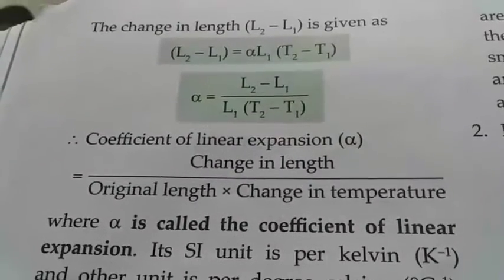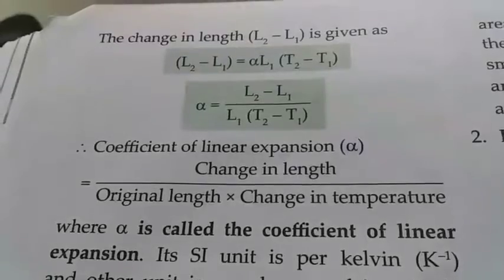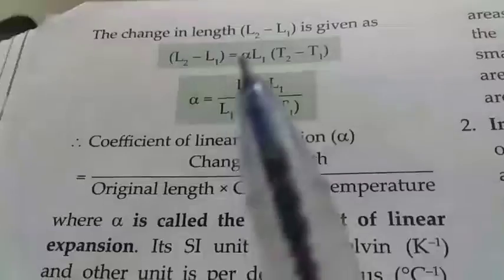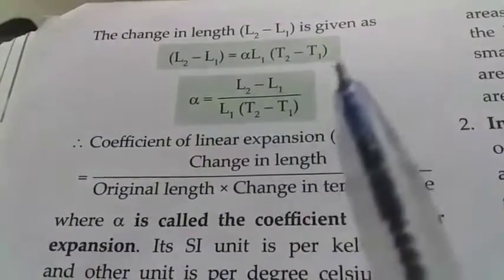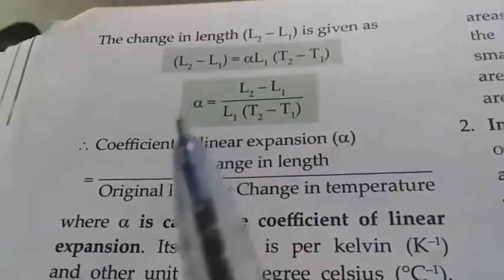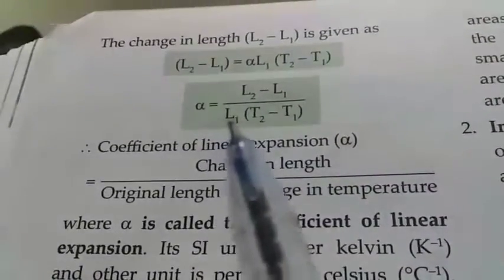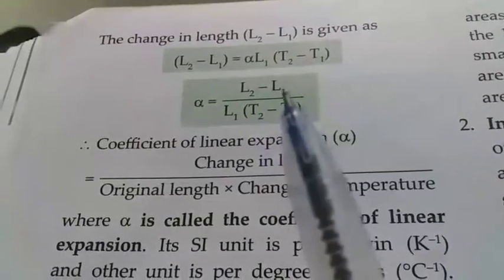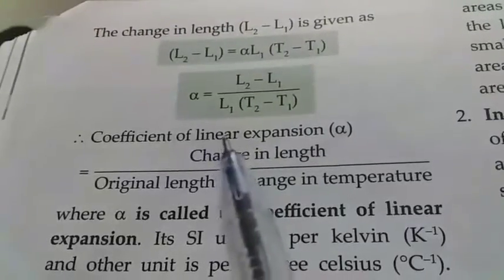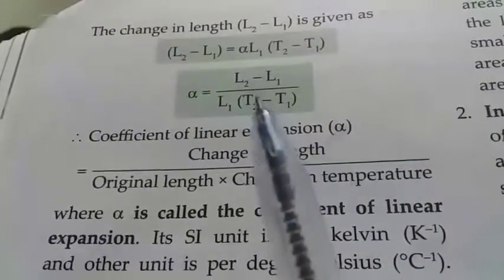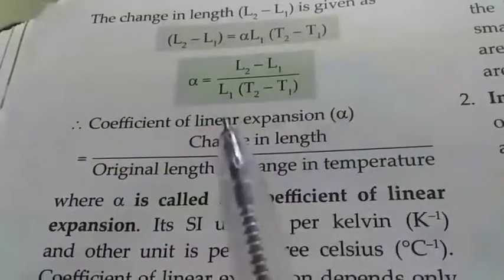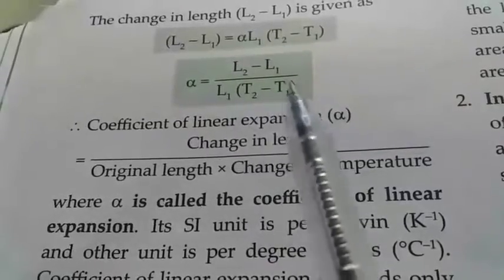So the change in length is L2 minus L1. It is given as L2 minus L1 equals alpha L1, inside bracket is T2 minus T1. This is the change in temperature. So alpha equals L2 minus L1 upon L1, and inside the bracket is T2 minus T1. Here L2 minus L1 is change in length and T2 minus T1 is change in temperature.